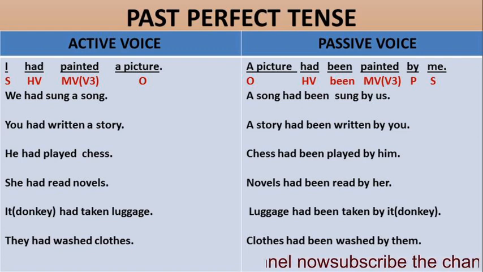We had sung a song. A song had been sung by us. You had written a story. A story had been written by you. He had played chess. Chess had been played by him. She had read novels. Novels had been read by her. It had taken luggage. Luggage had been taken by it. They had washed clothes. Clothes had been washed by them. This is how we can change the sentences into passive voice in past perfect tense.